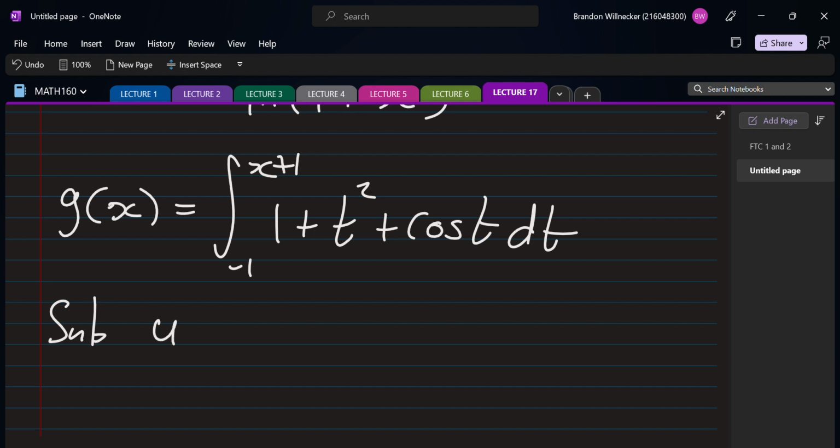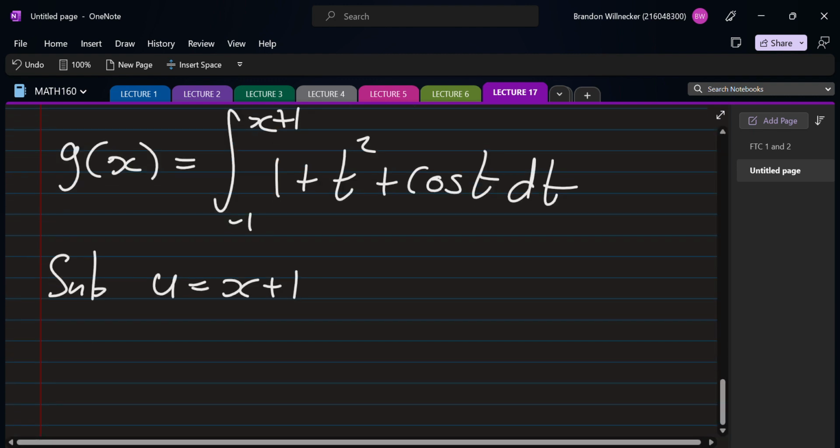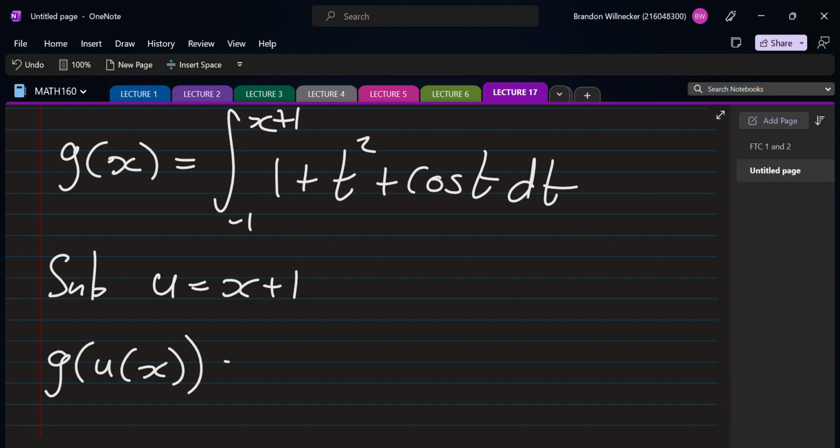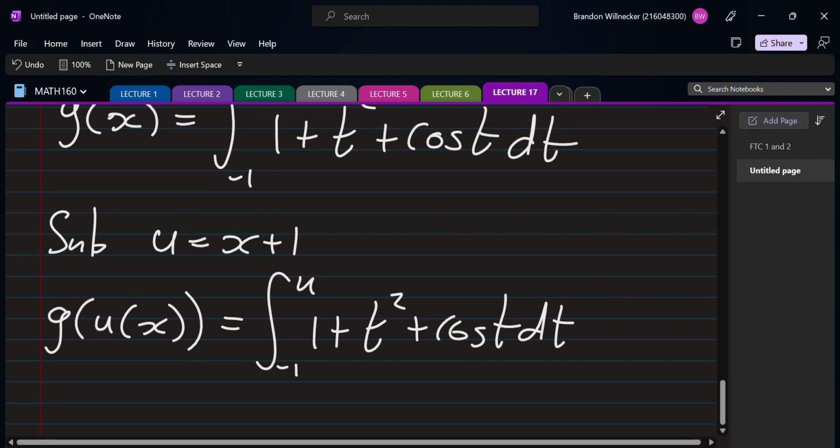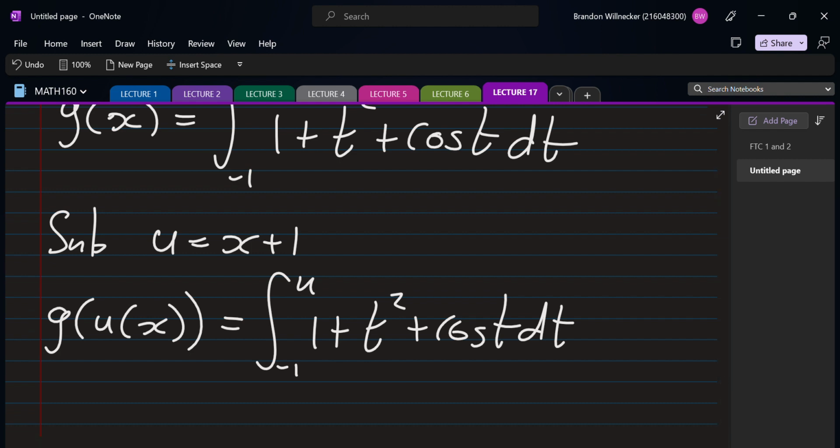So substitute u is equal to x plus 1. That's the easiest way to make that top part a single variable. We just call it a new variable and that bit's done. So now, it's not going to be g of x, we can write this as g of u of x: the integral from minus 1 to u, 1 plus t squared plus cos t dt. We've done a little substitution there where we've replaced that upper bound with a single variable.